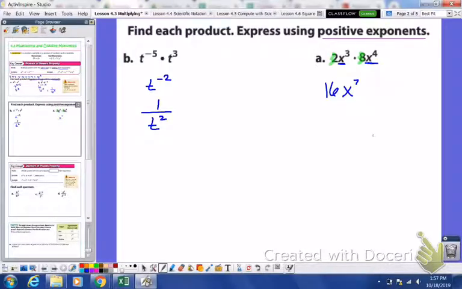Notice that we broke that one down into 2 different pieces. Multiply our coefficients of 2 and 8, and then add our exponents for x to the 3rd and x to the 4th. We should never leave it 2 times 8 times x to the 7th. That is not fully simplified.